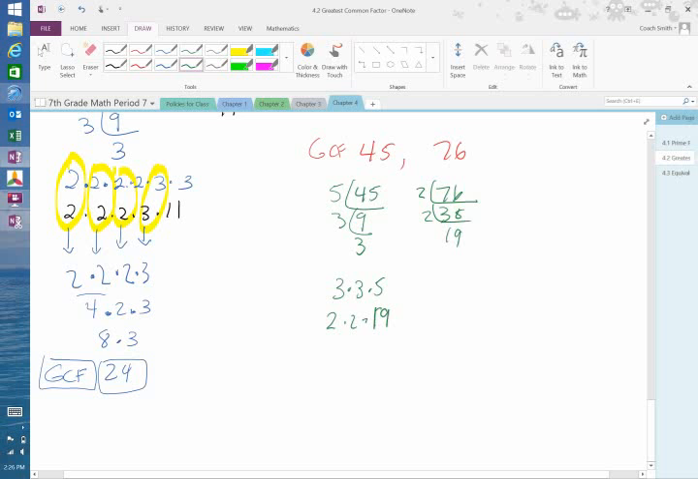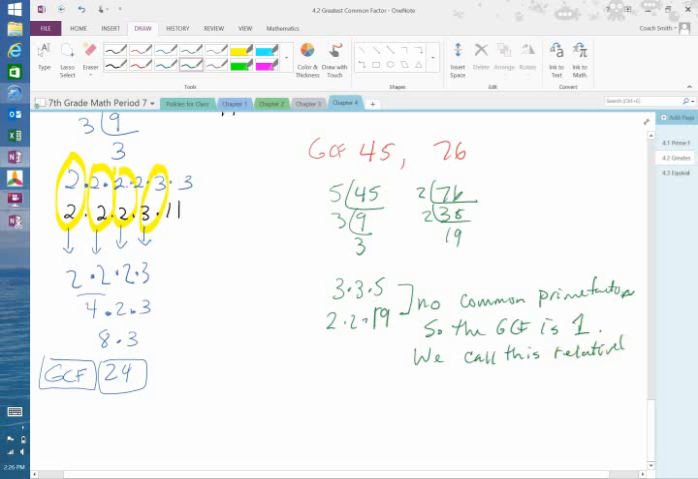Do they have any in common? So no common prime factors. So the GCF is 1. We call this relatively prime.